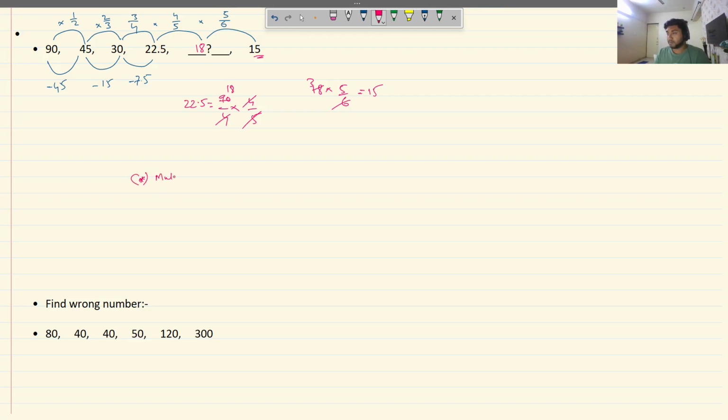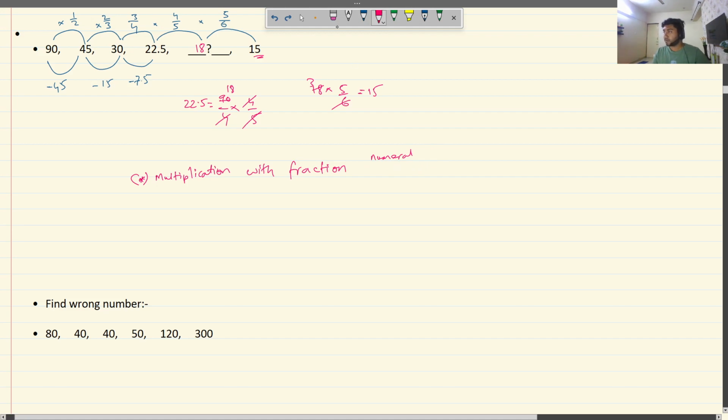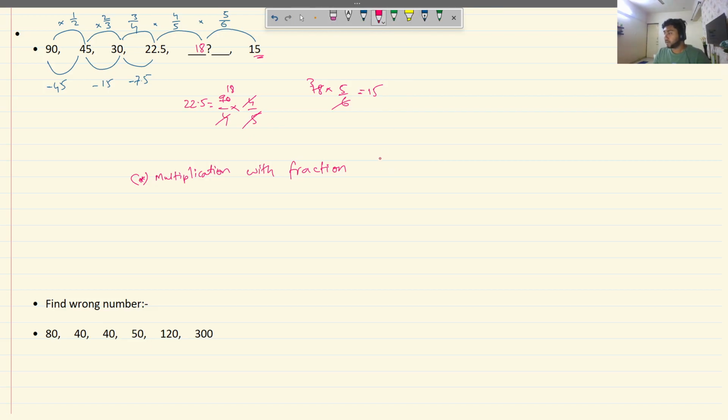multiplication with fraction, with numerator increasing: multiplication by fraction where my numerator is increasing and denominator is increasing as well, simultaneously by 1.